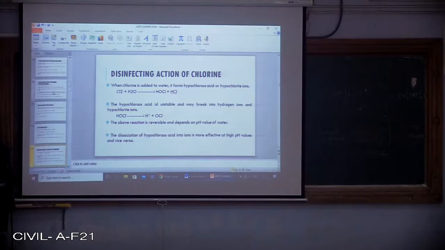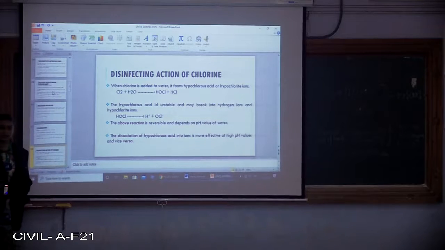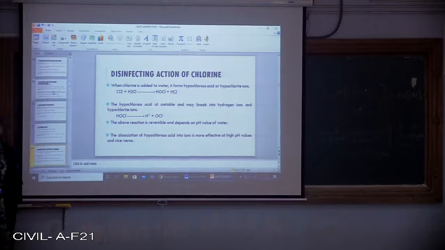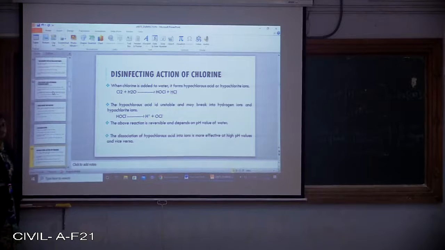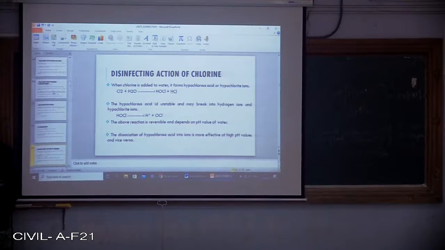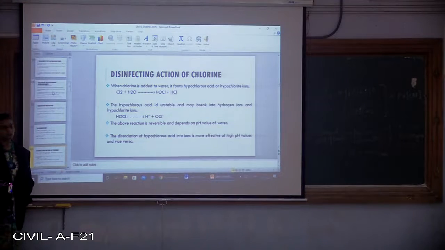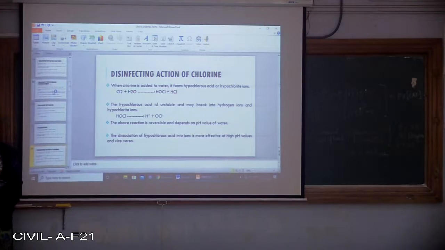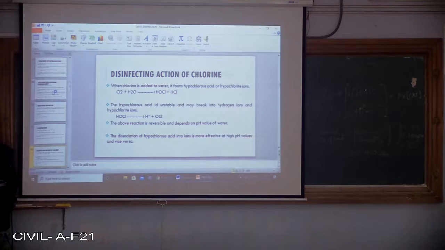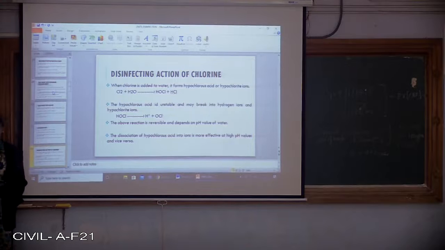The above reaction is reversible and depends on the pH of the water. So whatever reactions take place in chlorination are reversible reactions. Again, it is going to form HOCl, and HOCl plus HCl is again going to form chlorine. So this depends mainly upon the pH of the water. The dissociation of hypochlorous acid into ions is more effective at high pH values and vice versa.